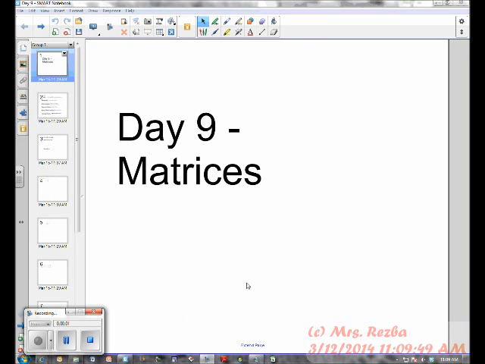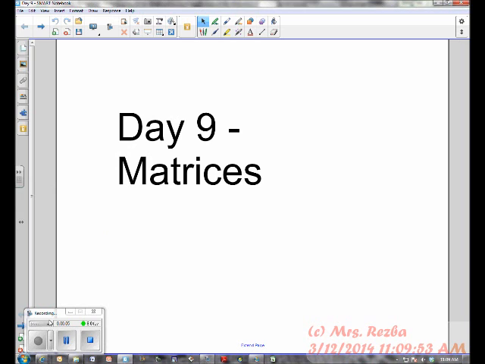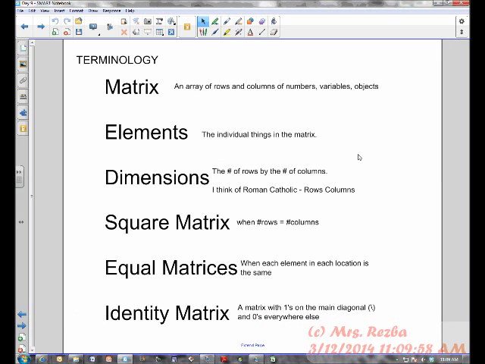Okay guys, today we're supposed to be learning about day 9. We're going to introduce matrices. So, looking at matrices, there's some vocab we need to know. A matrix is an array of rows and columns of numbers, variables, and objects.